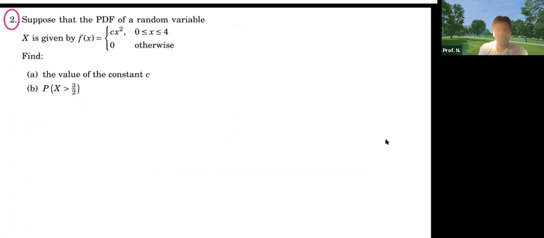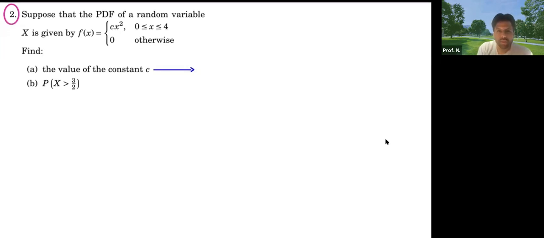Okay, so here we have a random variable. It's a PDF, and immediately, the way it's written here, we know it's a continuous random variable. We want to find a constant c, and then we want to find the probability that x is bigger than 3/2. Okay, so how do you find this constant c?